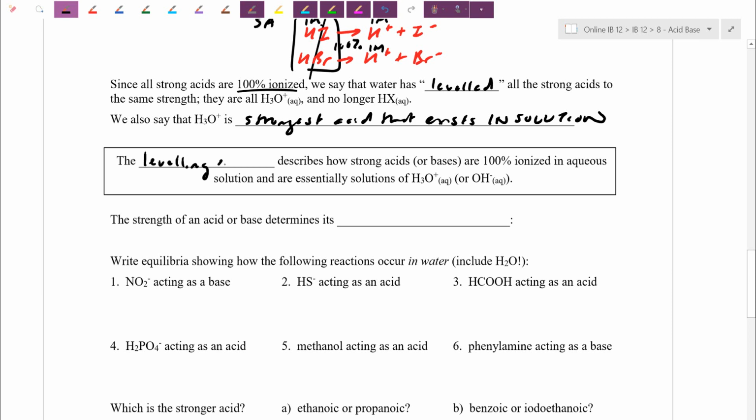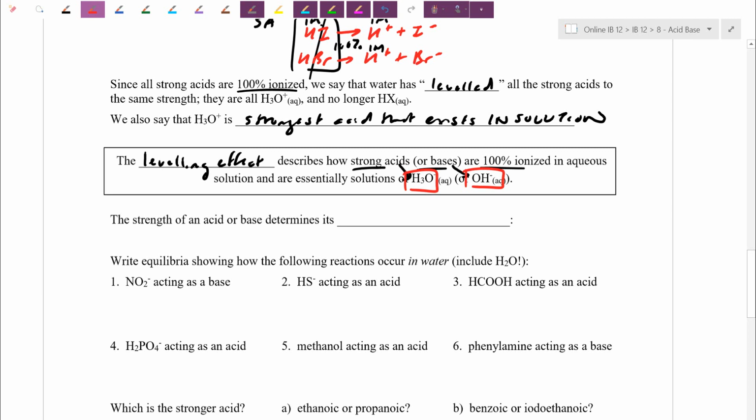So in water, basically water levels all the strong acids. All the strong acids, or even throw in those bases here, they're all 100% ionized. Strong acids are essentially solutions of H+, strong bases are solutions of OH-, and therefore the hydronium and the hydroxide are the strongest things that we have in solution.